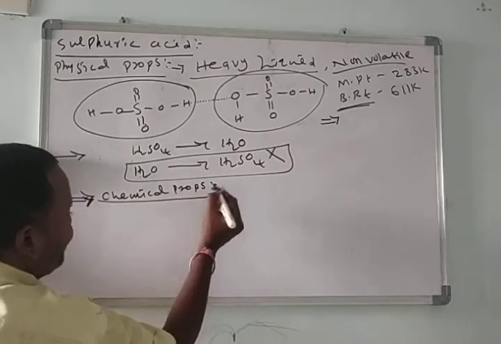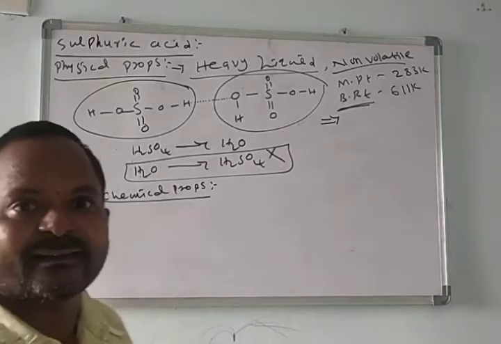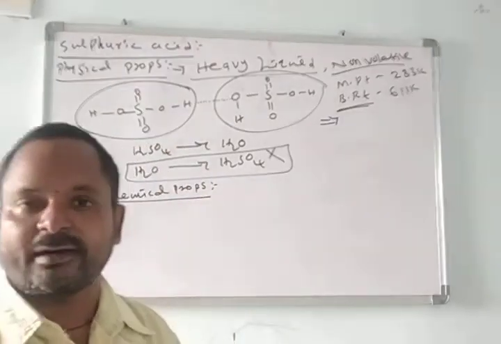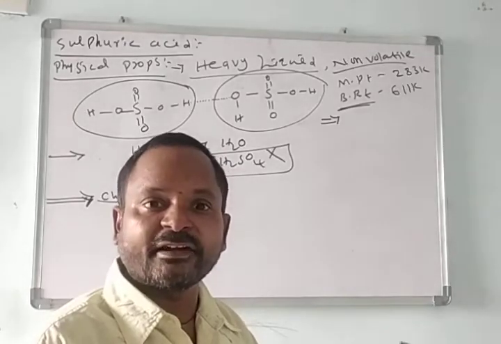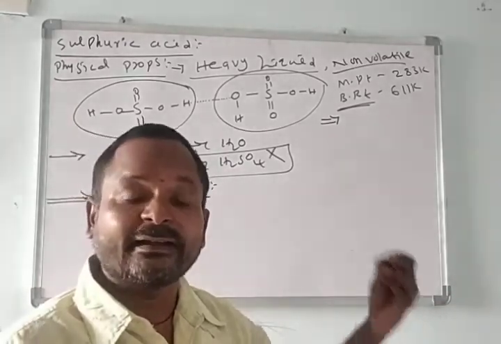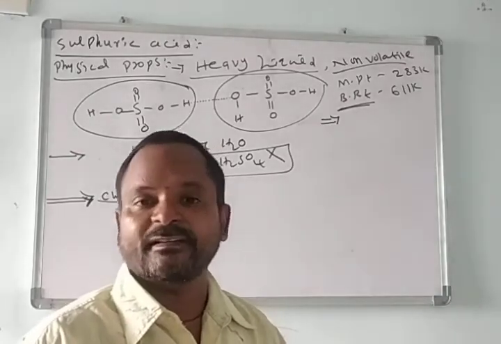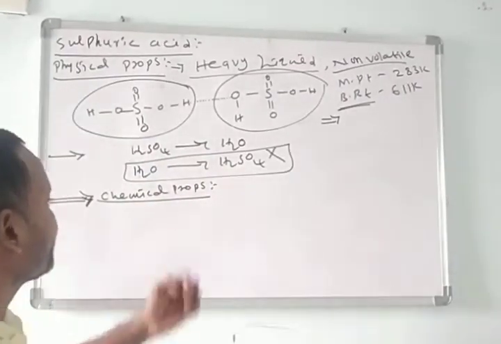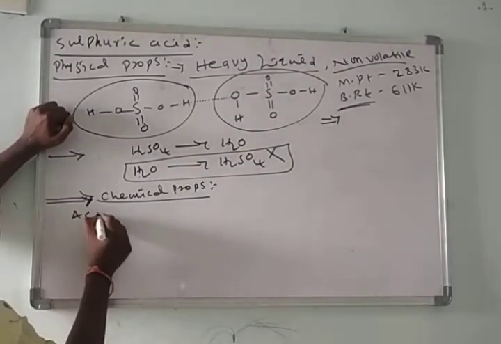Chemical properties. It is a strong acid. Why is it a strong acid? It is capable of forming intermolecular hydrogen bonding with water and easily releases the H plus ion, and it has greater affinity to interact with water. That's why it easily reacts with water and releases the H plus ion, so it is considered a strong acid. It has strong acidic nature.